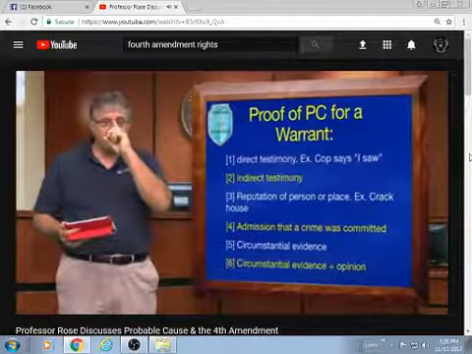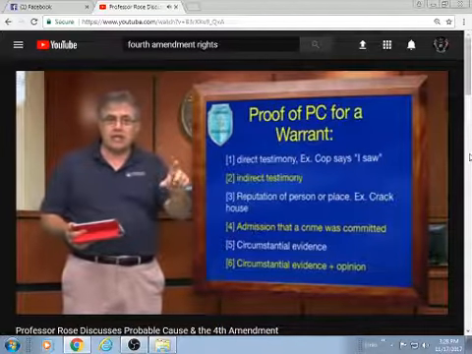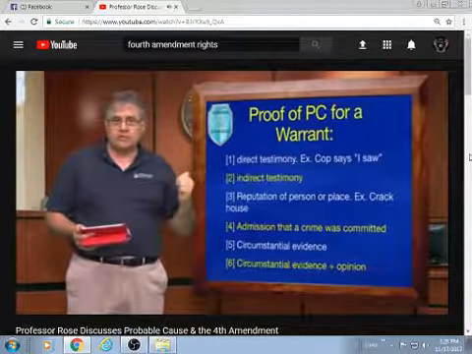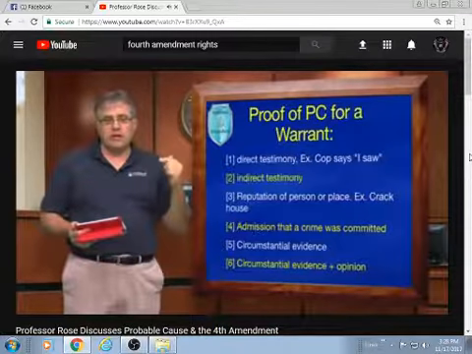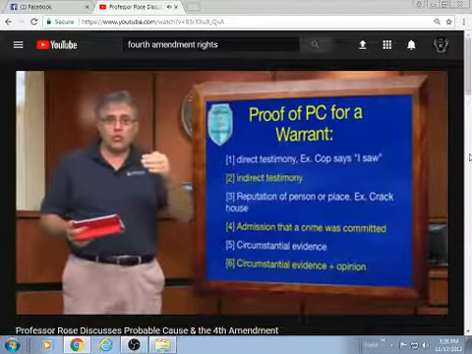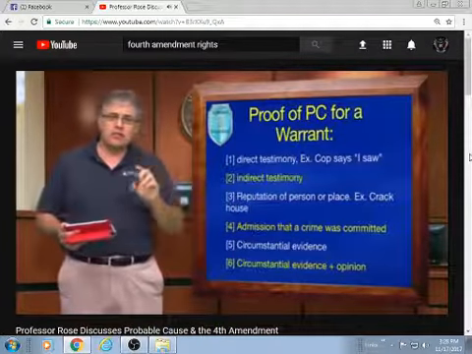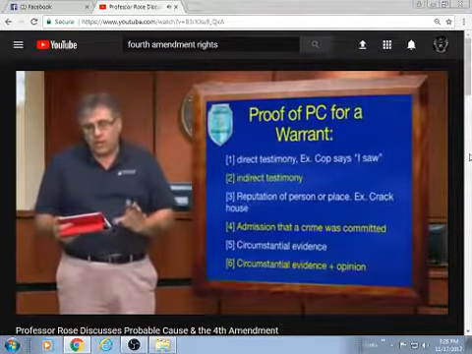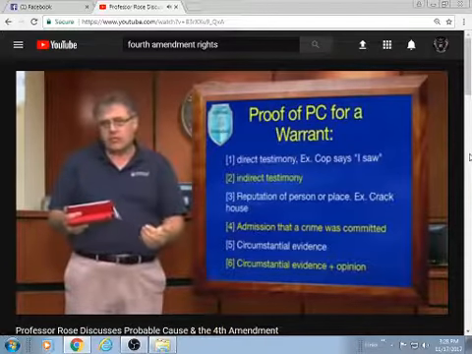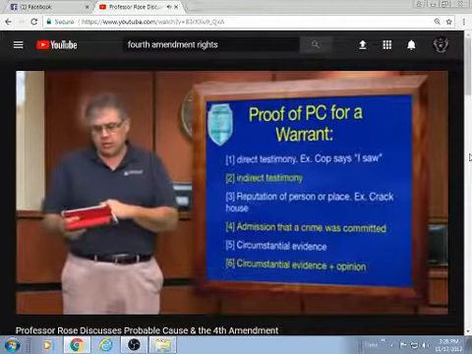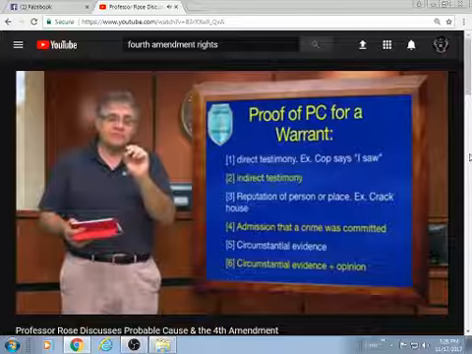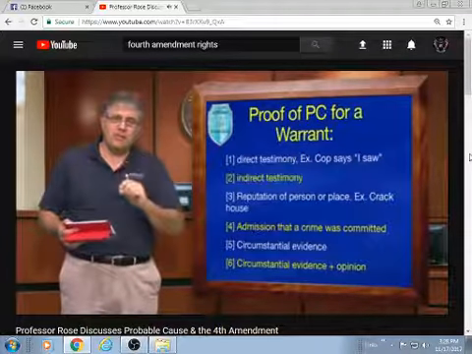It's also going to be enough in certain circumstances for the cops to take action without going back to the court and getting a warrant. And they'll be able to arrest or to search based upon that probable cause, given the circumstances, without the need for a warrant. Now, sometimes I have indirect testimony. I'll talk about indirect testimony in just a moment. Sometimes the reputation might be sufficient.